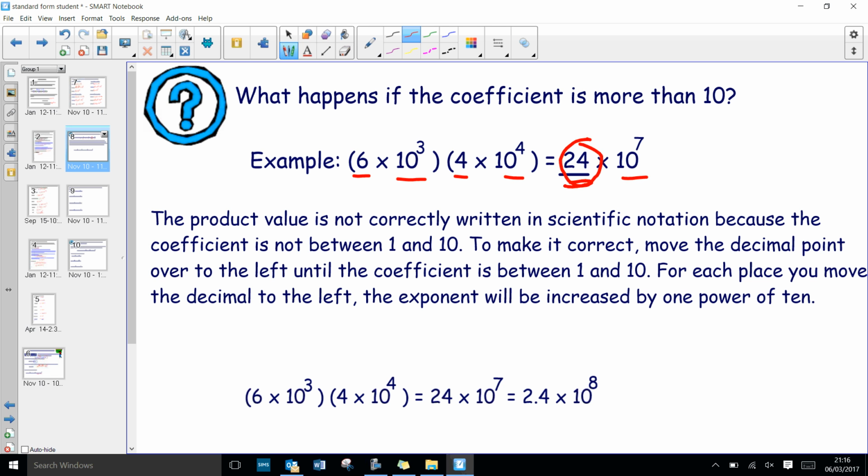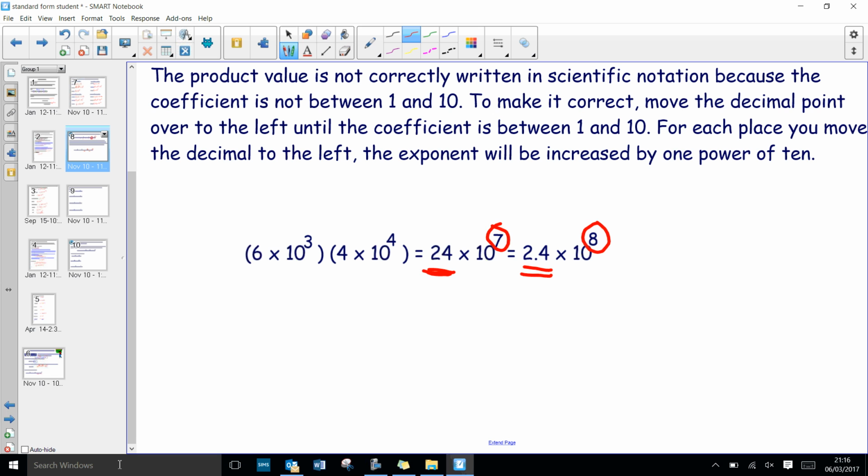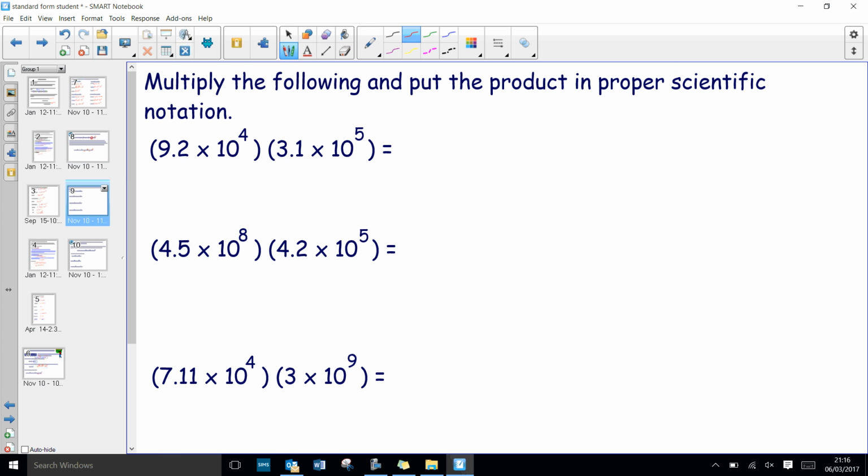But then we have to deal with this fact that this is no longer between 1 and 10. How can we make it between 1 and 10? Well, we can divide it by 10. If we divide this number here by 10, it means we're going to need to increase this power by 1. So, where we had 24, we want 2.4. This started off at 7, it now becomes an 8. As I said, you will have your calculators to double check any kind of working. Let me go through one more example here with these ones.